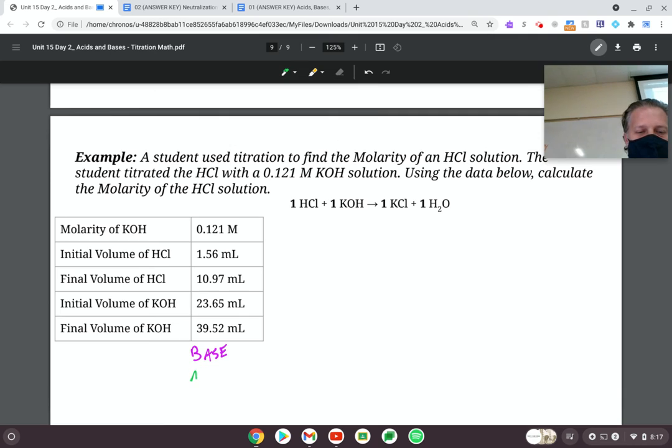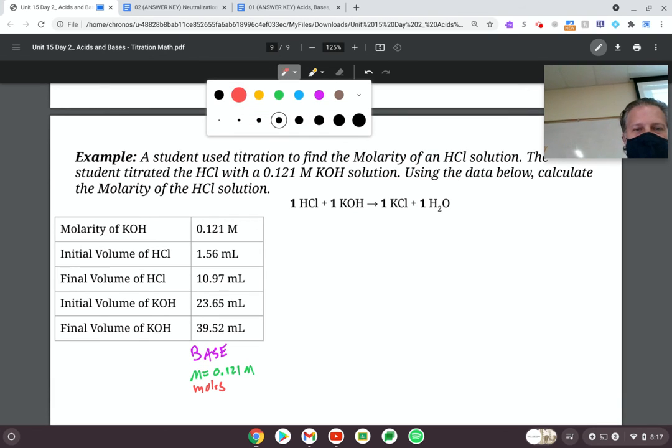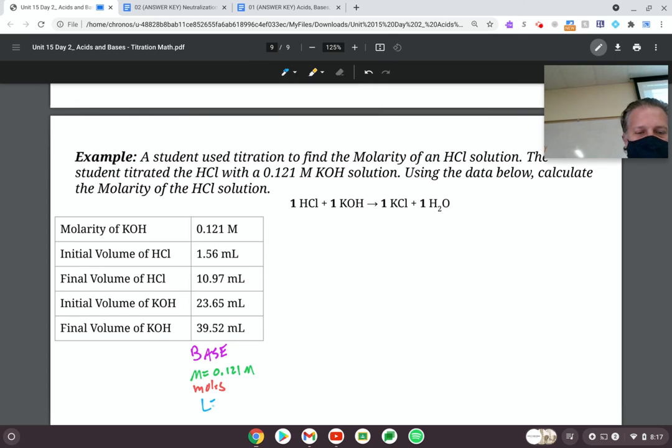So we know that the molarity of the base is 0.121 molar. We don't know the moles of the base, but we can probably calculate that. And we want to find the volume of the base. In order to do that, I'm going to take my initial volume of KOH minus my final volume. So I'm going to do that step first this time. Step 1, find volume of base used.